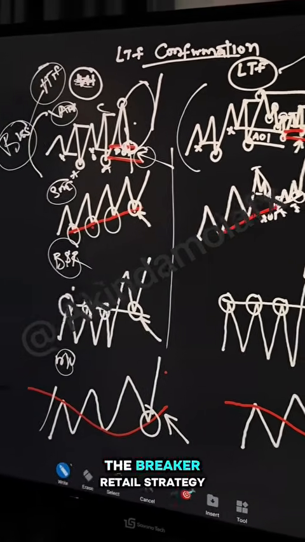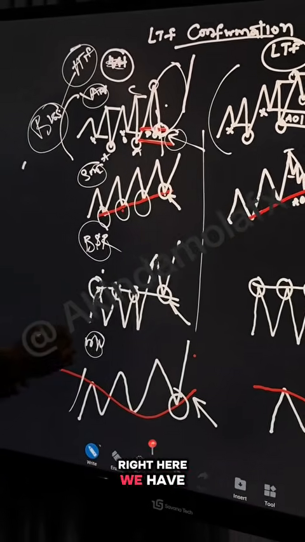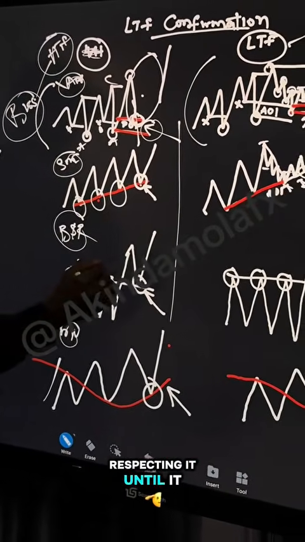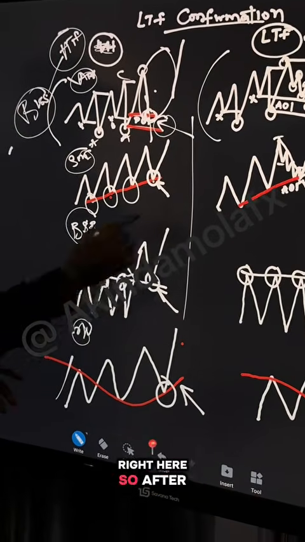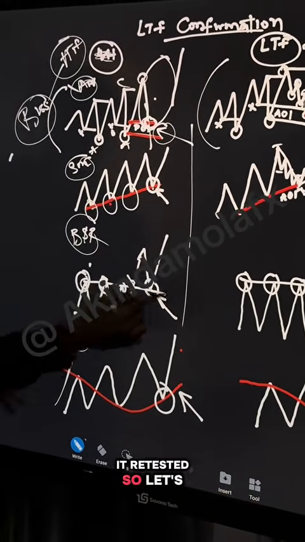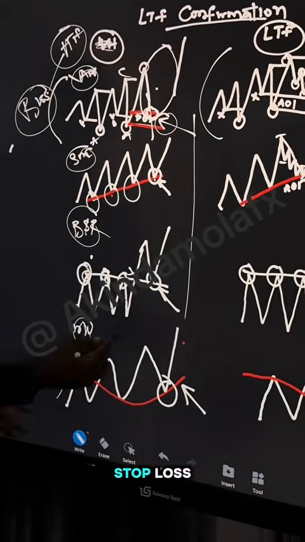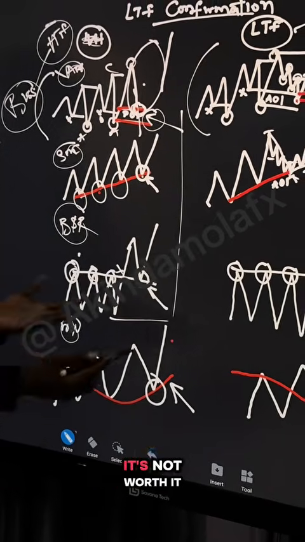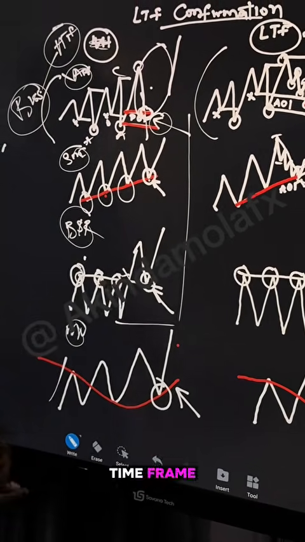Now, let's go to the break and retest strategy right here. We have a supply. The market is respecting it until it broke out right here. So after breaking out, it retested. So let's say you want to buy from here. Where would be your stop loss? Probably right here, which is very big. This is like a one-to-one risk to reward. It's not worth it.